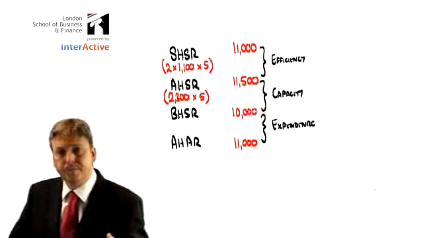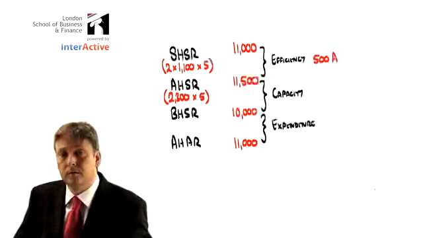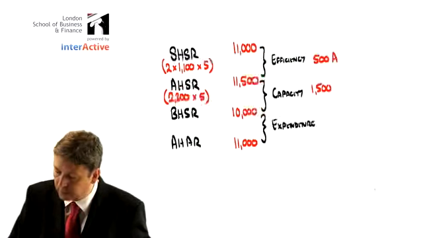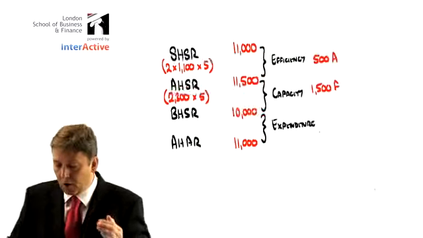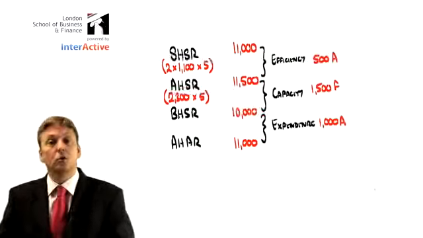Top minus bottom, 500, adverse. Top minus bottom, 1,500, favourable. Top minus bottom, 1,000, adverse. Job done. So, use the pro forma and you can easily score marks here.